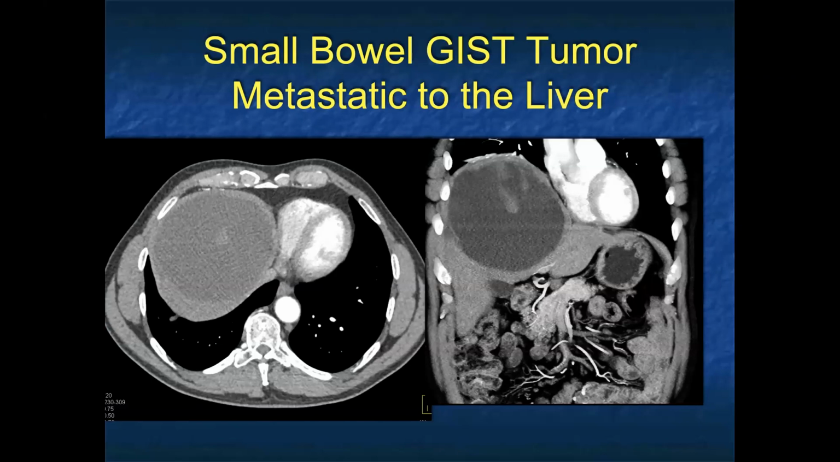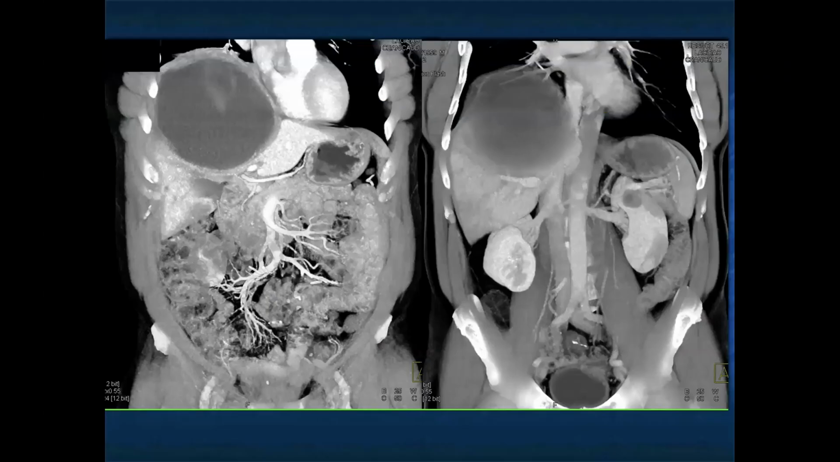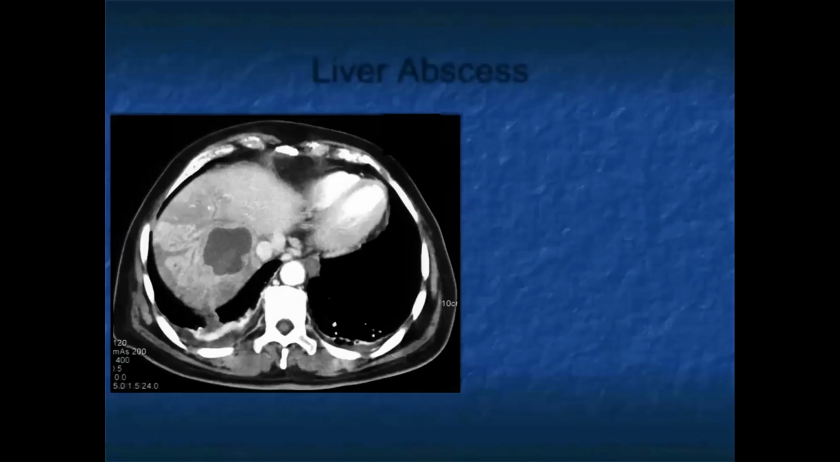And here's just another example of a cystic metastasis to the liver. So not very difficult. Again, the wall thickening, the areas of enhancement centrally. Again, very important not to make a mistake on.